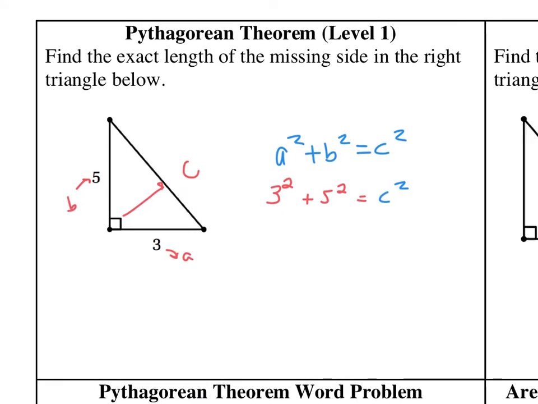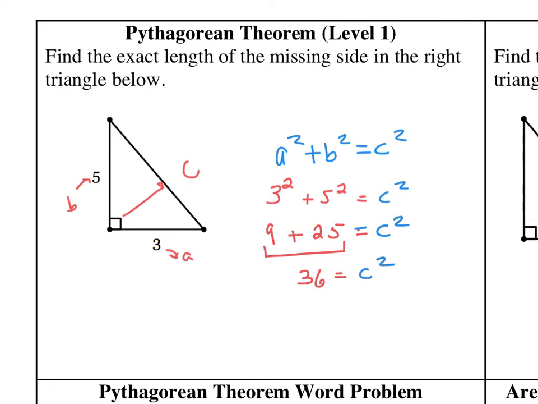Well, now you have to ask yourself, what's 3 squared equal to? 3 squared is equal to 9, because 3 times 3 is 9. What's 5 squared equal to? Well, 5 times 5 is 25. And then I set that equal to c squared. I now add my 9 and my 25, and I get 36. And I set that equal to c squared.